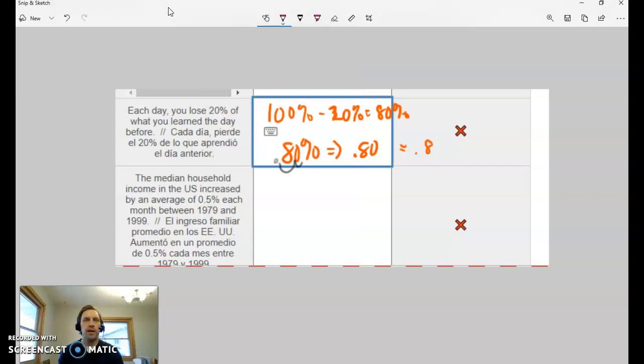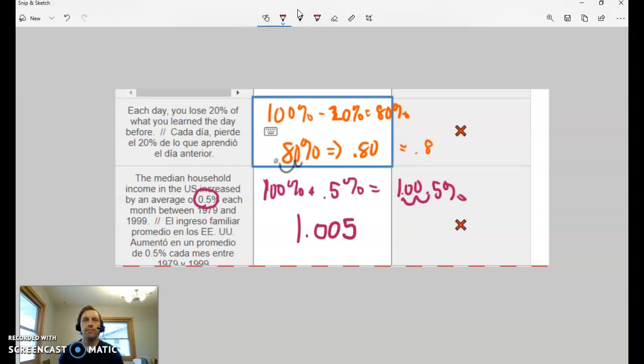All right, the one below it, it says the median household income in the U.S. increased by an average of 0.05%. Increased, so we're adding to 100%. Oh, sorry, I did that wrong. 0.5, not 0.05%. And so that's still a percentage. So we add those together, we get 100.5%. Now move that decimal spot, divide by 100, 1, 2, and we get 1.005. You should get green check marks here when you get these correct.